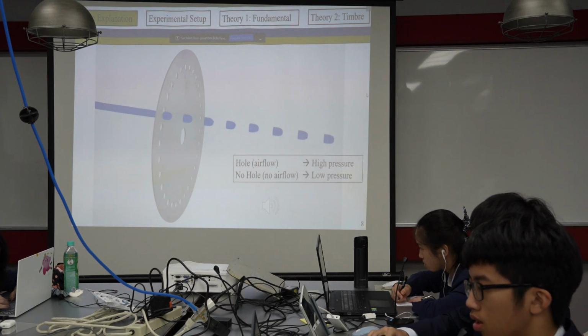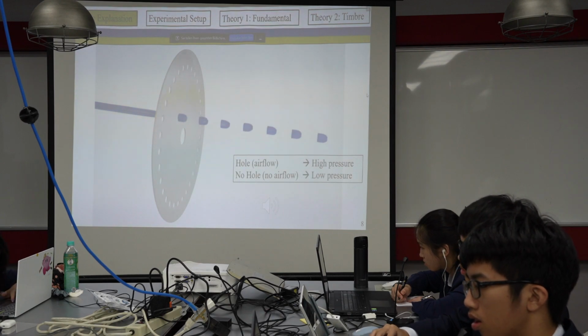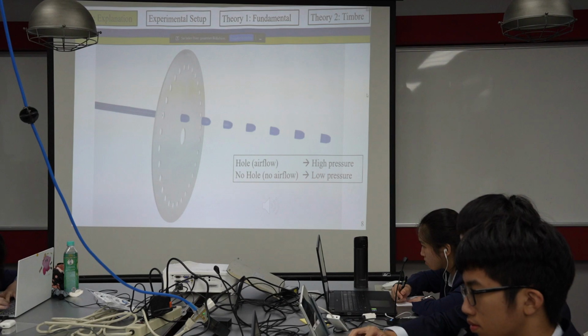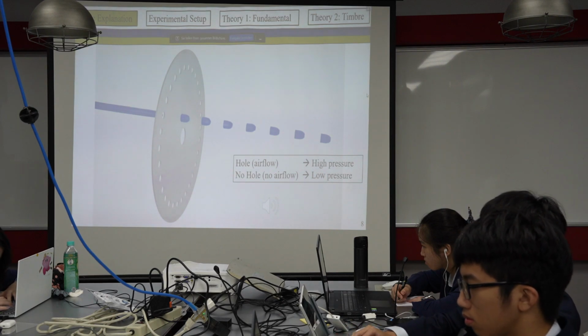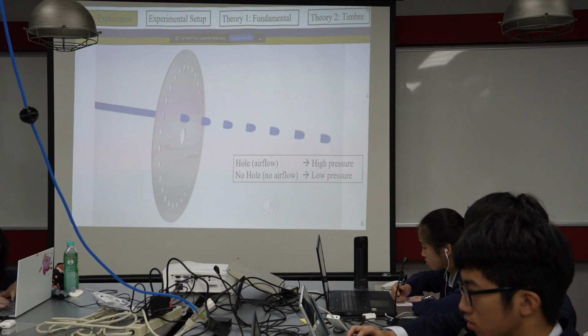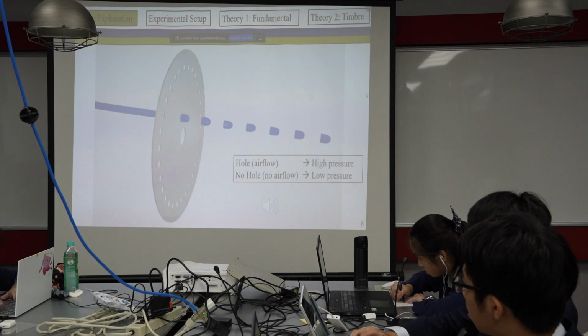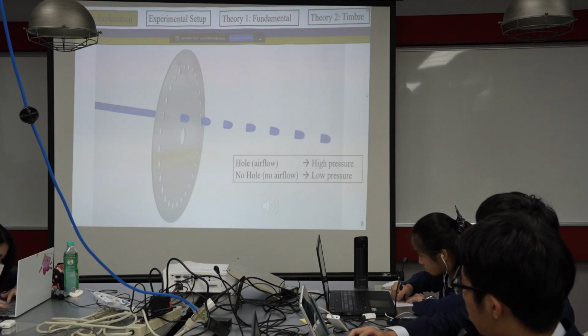When the air outlet and the hole overlap, air flows through the hole and a pocket of high pressure emerges behind the disc. When the air outlet and the hole do not overlap, however, there is no airflow through the hole and thus a low pressure behind the disc emerges. Due to this periodic change in pressure, a sound is heard, and I don't think you can actually hear this sound right now due to technical issues, but maybe you are. This is what it actually sounds like.